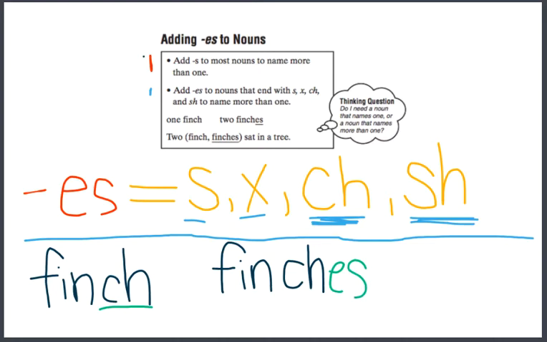F-I-N-C-H-E-S. Two finches sat in a tree. This is now a plural noun. It's naming more than one finch. And we did not just add an S at the end to make it plural. We added an ES because of the ch, CH.